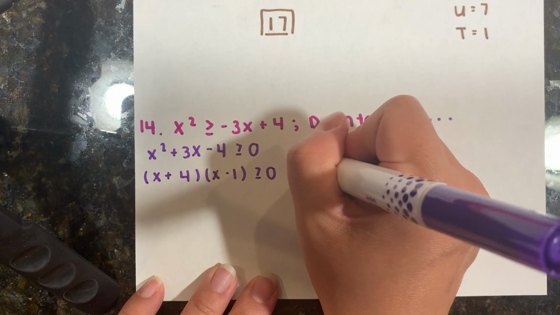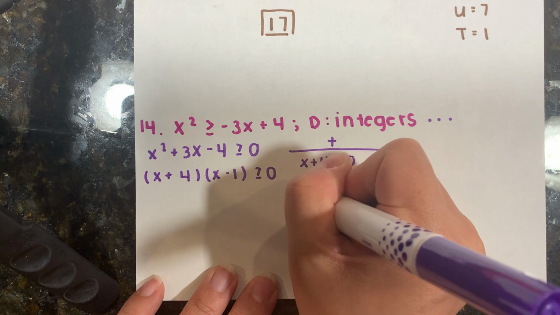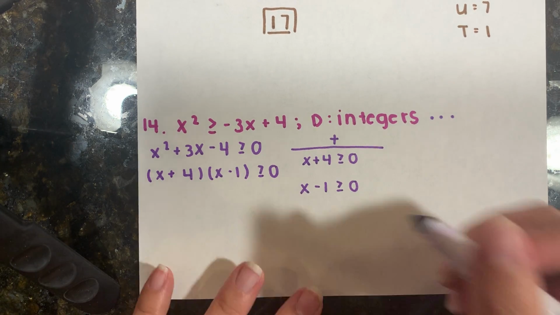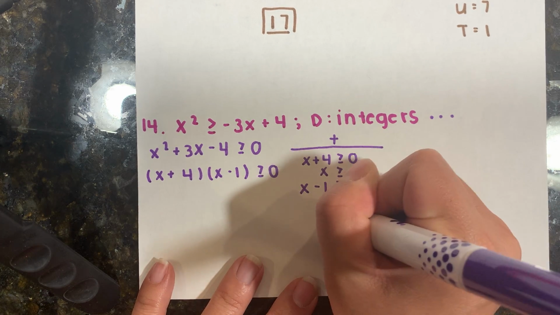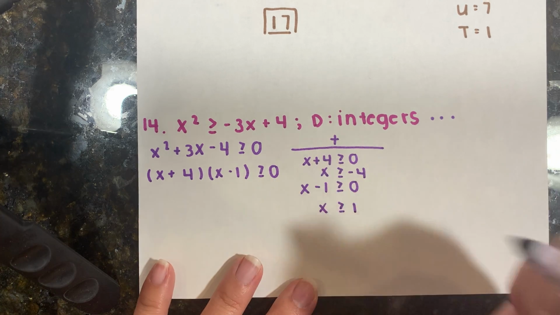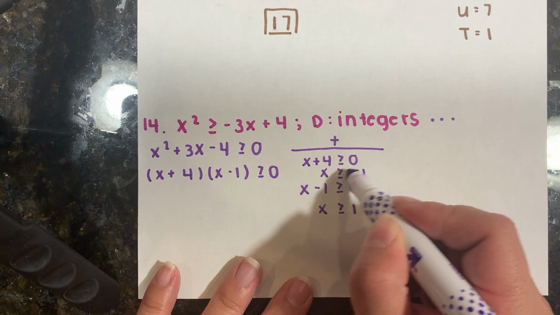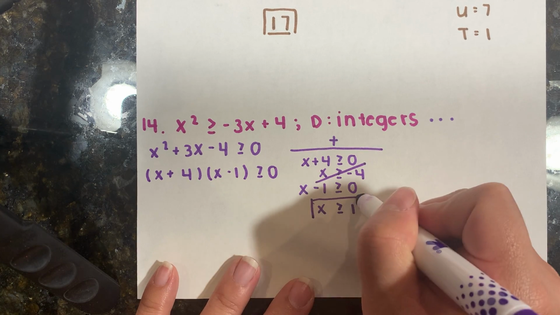Now for the positive, I'm going to set x plus 4 greater than or equal to 0, and then x minus 1 is greater than or equal to 0. So that means x would be greater than or equal to -4, and x is greater than or equal to 1. Now this one here is a negative, and we're looking for the more positive number. So we're going to graph x is greater than or equal to 1.